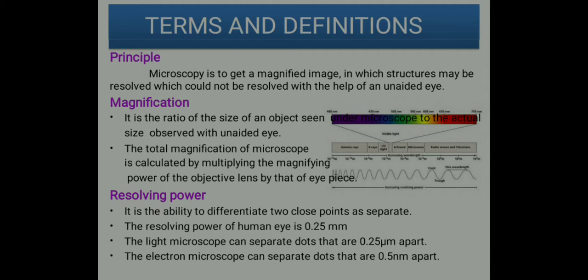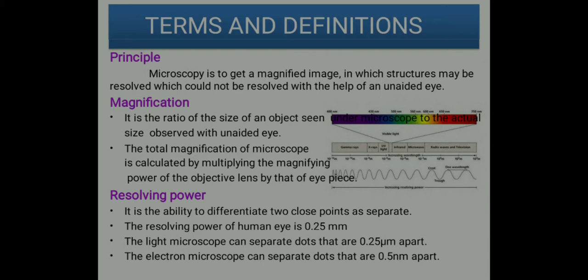Next we have magnification. It is the ratio of the size of an object seen under the microscope to the actual size observed with unaided eyes. The total magnification of a microscope is calculated by multiplying the magnification power of the objective lens by that of the eyepiece.